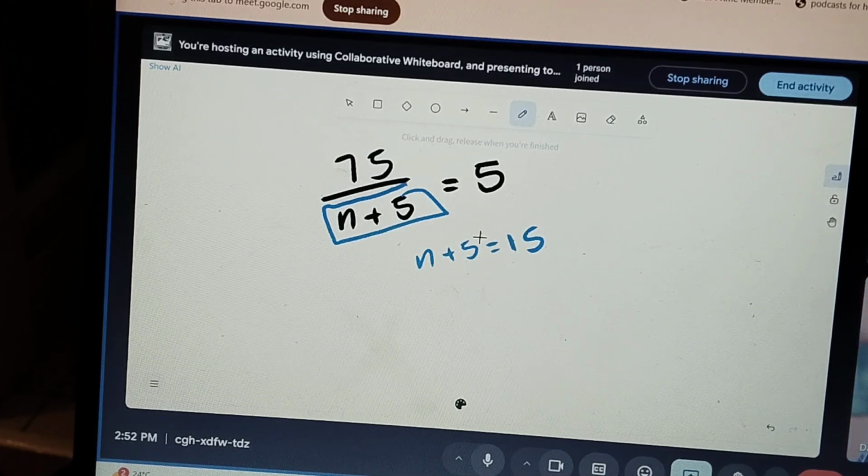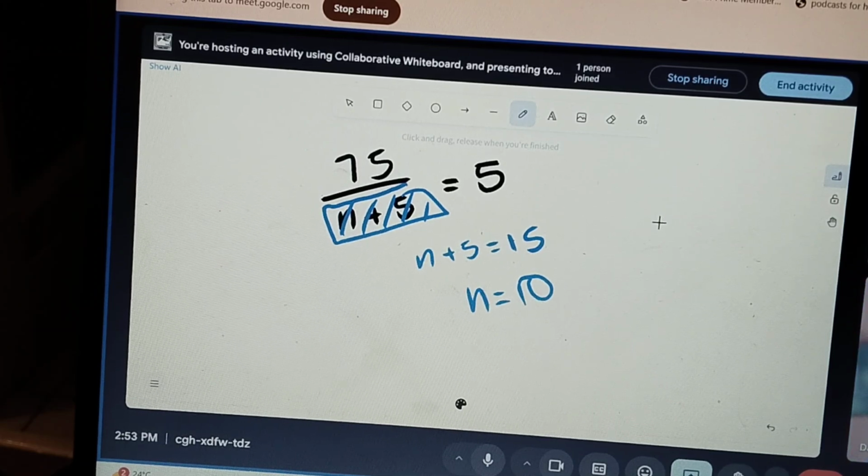Good. So then your n plus 5 has to equal 15, right? So if something plus 5 is 15, what is that something? I like your shortcut method. It works. So stick with that. You looked at it as if it was just one whole number at the bottom, what do you divide 75 by? You divide it by 15. So the n plus 5 must be 15, and then n must be 10. Well done.